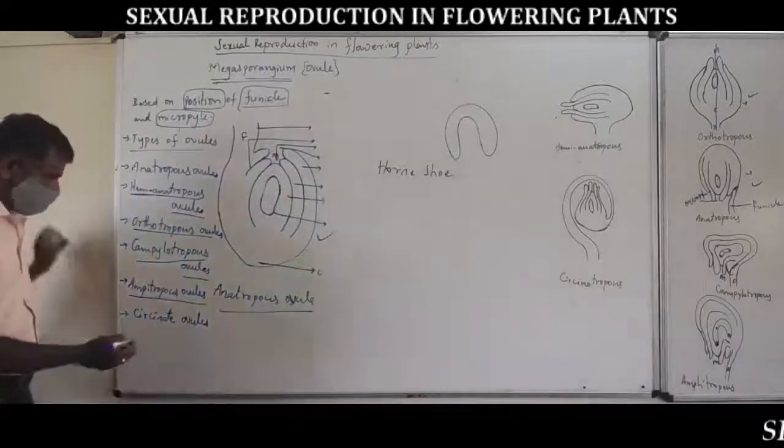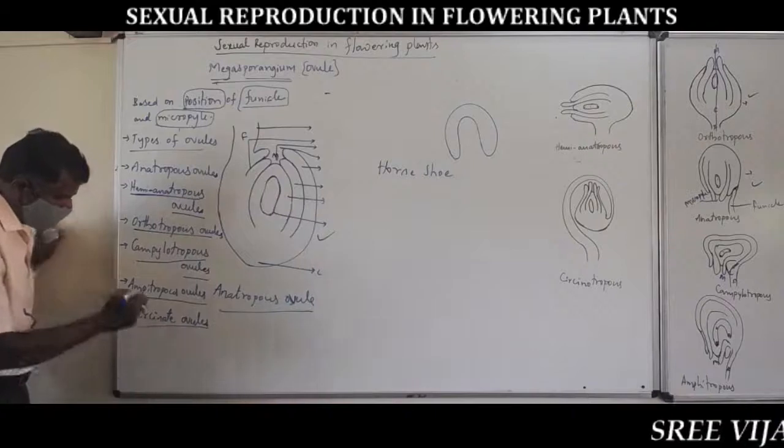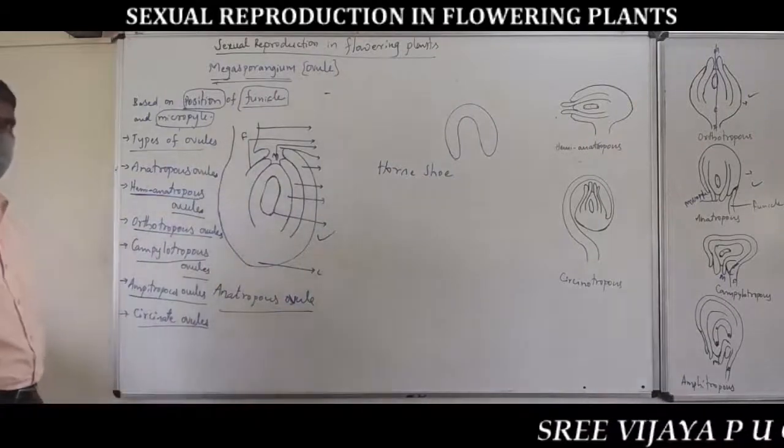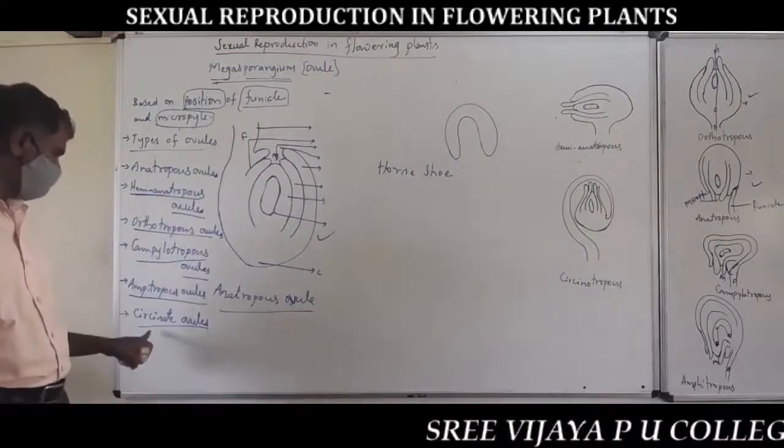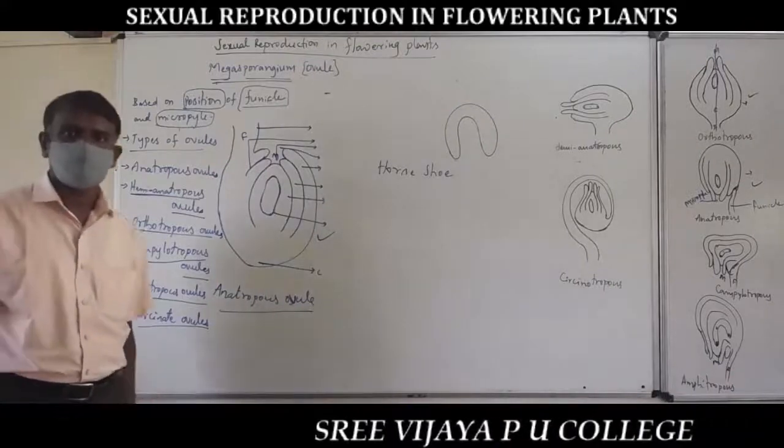Another one, the remaining and last one, is seen in pumpkins, the cucurbitaceae family, that is the sarcinate ovule.